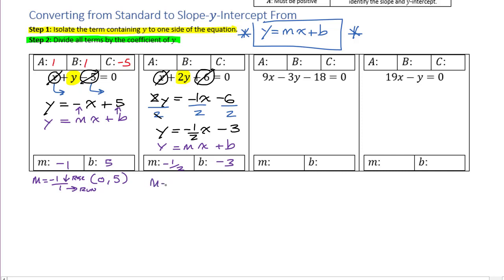So again, my slope, if it's negative 1/2, if I needed to graph this, the rise is go down 1 over 2, and I would start at 0, negative 3.